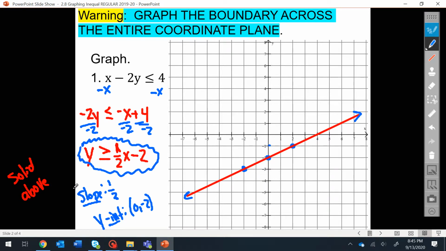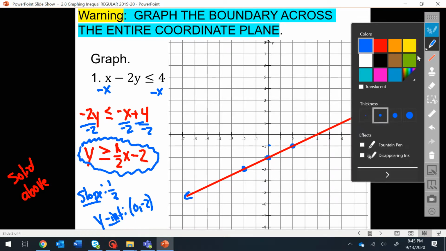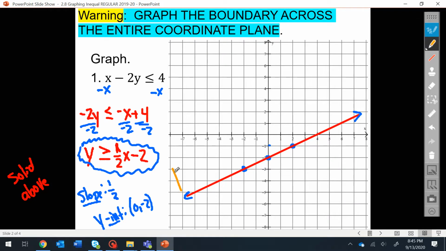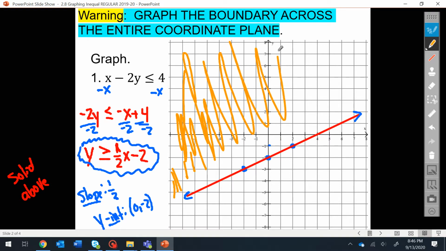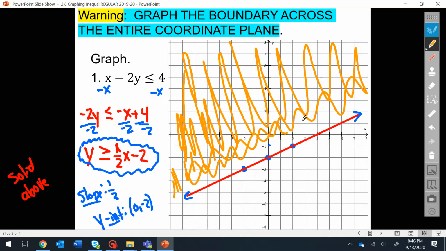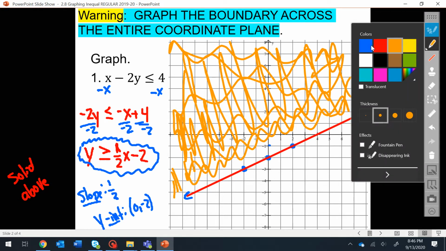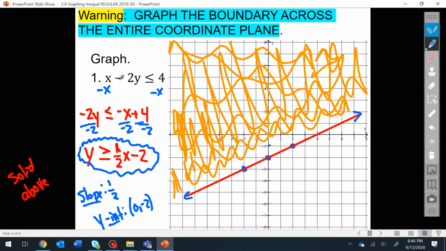And then the shading, I'm going to shade it above. Everything above the line should be shaded. So I'm going to shade it like this. Make sure everything above the line is shaded. And what that means is everything in the shaded area is a solution to the original inequality, x minus 2y less than or equal to 4.